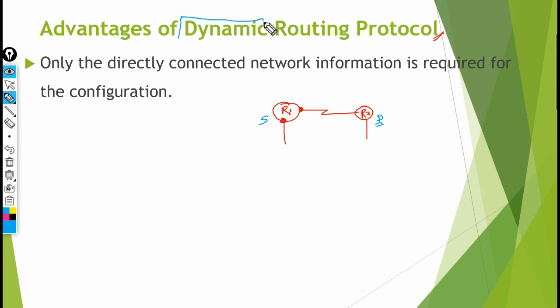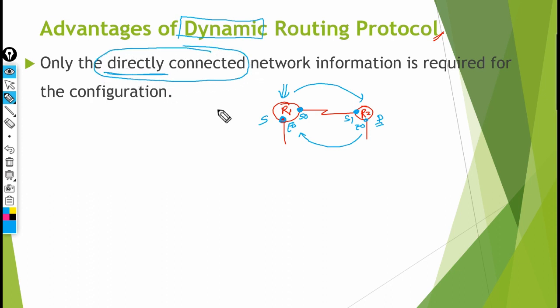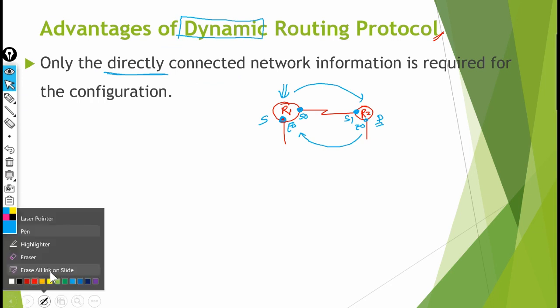But when it comes to dynamic protocols, you just need to advertise your directly connected network information for configuration. Once you configure the routing protocol in this router, you will say this is my network and this is my connected network. This is connected to Ethernet and this is connected to my serial. This network you send to the neighbor router. Similarly, this router S1 and let's say this is Ethernet, this network you will send to the neighbor router. Its own directly connected network is needed for configuration, and routers will advertise the same network to the neighbor routers so that neighbor routers can learn the same and maintain the routing protocol updates.